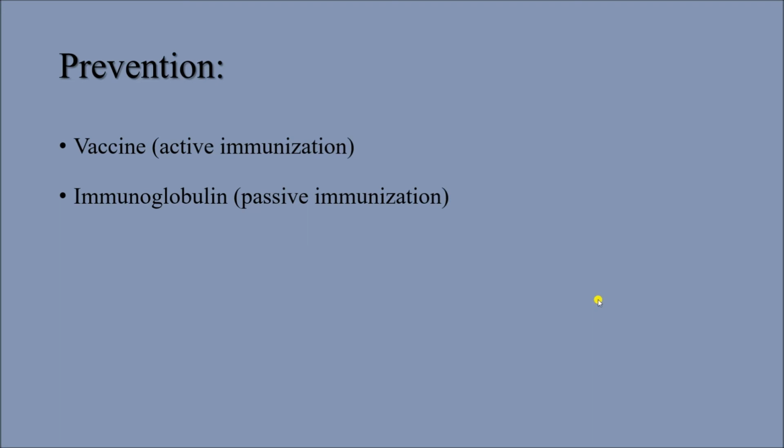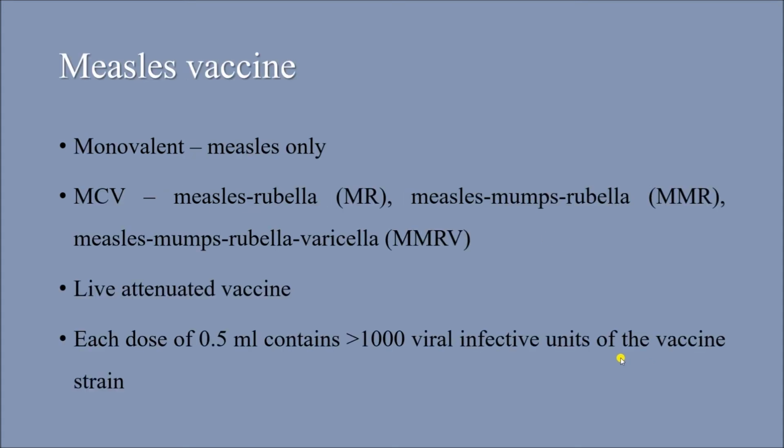Coming to prevention, which can be done by active immunization by vaccination or by passive immunization with immunoglobulin. Now there are different types of measles vaccine. One is monovalent vaccine, which is measles only vaccine, or it can be measles containing vaccine. For example, MR or measles rubella vaccine, MMR or measles mumps rubella vaccine, or MMRV, that is measles mumps rubella and varicella vaccine. They are live attenuated vaccines, and each dose of 0.5 ml, which is the dose for vaccination, contains more than 1000 viral infective units of the vaccine strain.